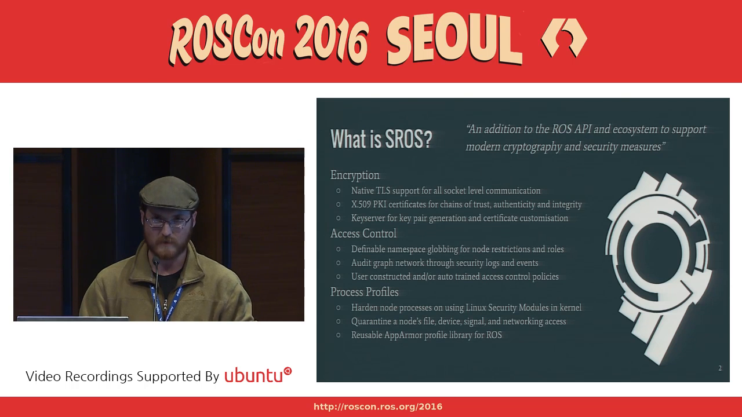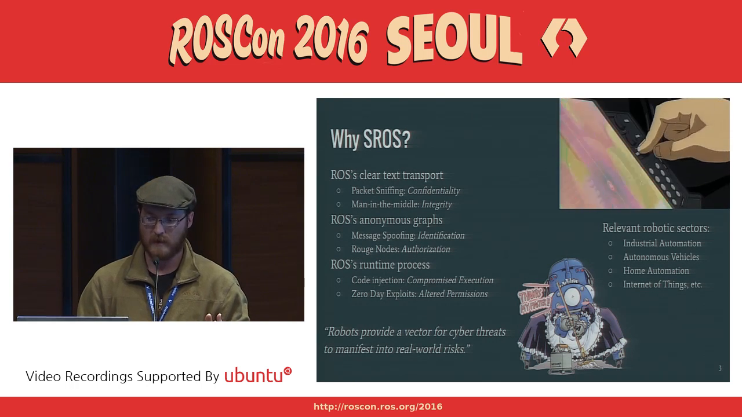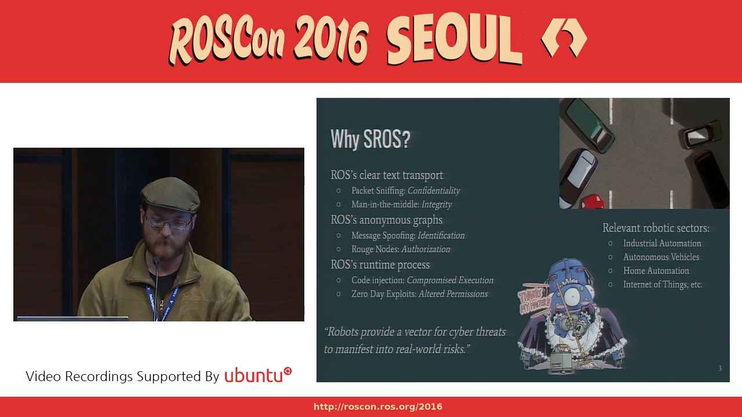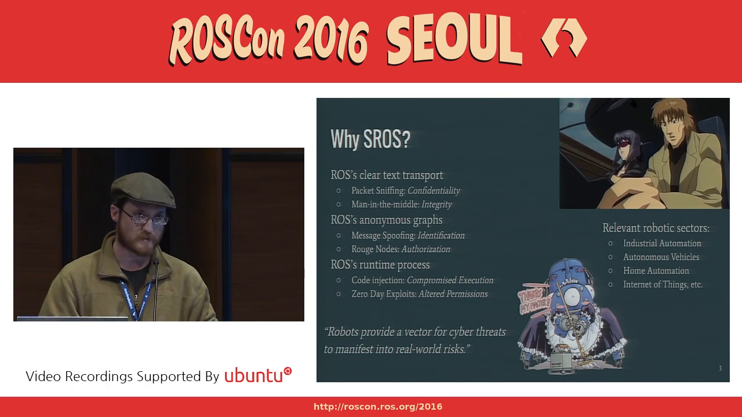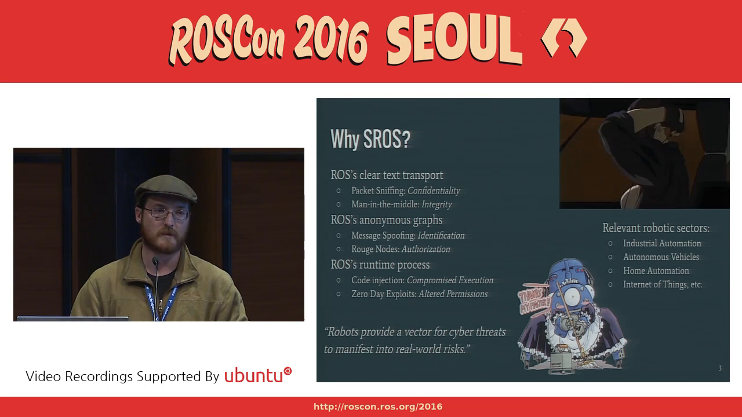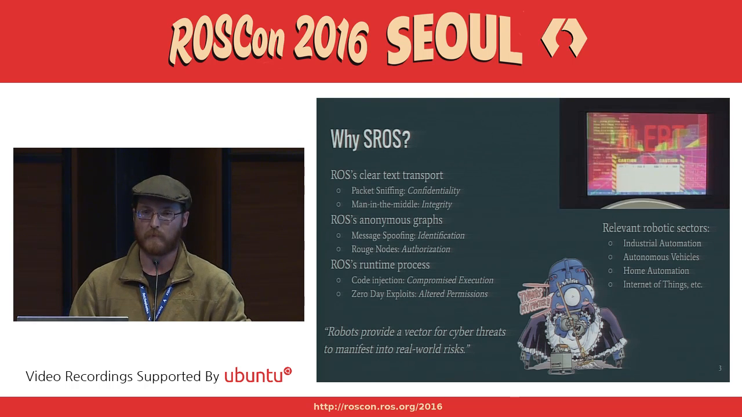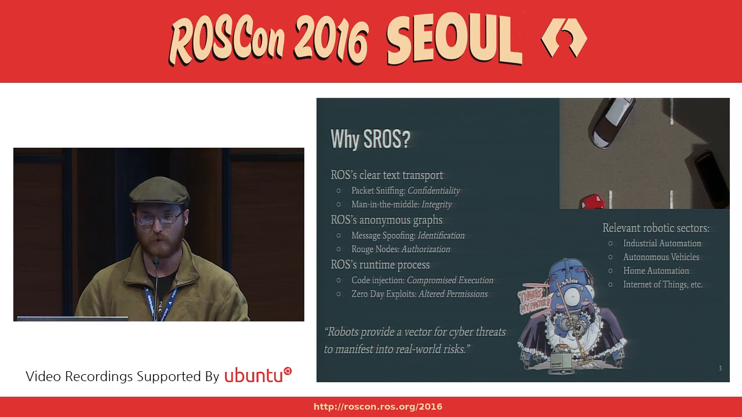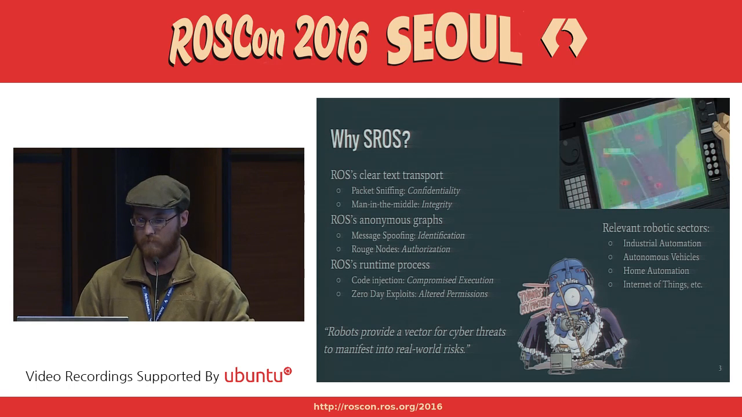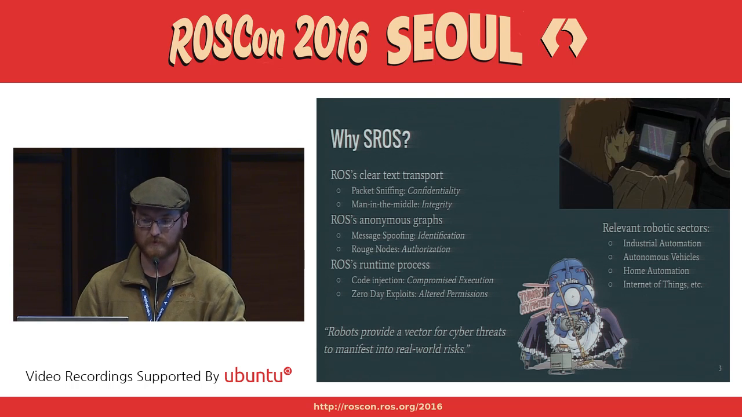And so now I'd like to move on to some of the motivation for this work. Why SROS? One thing is that robots provide a vector for cyber threats to manifest in real-world risks. And I don't mean just physical risks like industrial arms being hijacked or autonomous semis being taken over on highways. It could also be privacy concerns. With robots becoming more ubiquitous in the home or commercial sector, privacy and data can be a concern as well. And specifically on a ROS-related note, there are some vulnerabilities of ROS you should be aware of.